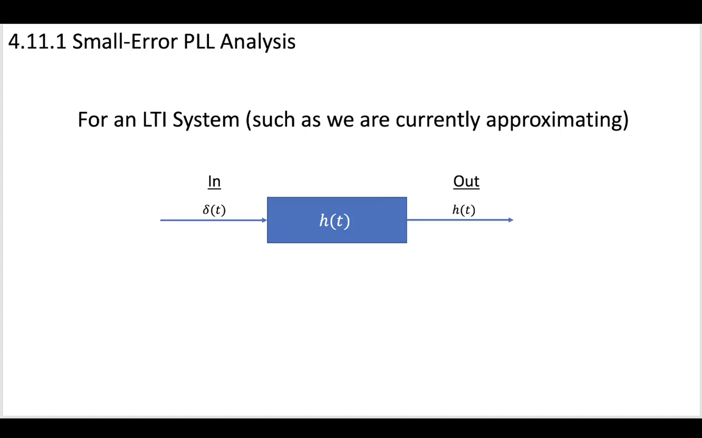So to do that, let's continue thinking about the fact that we have something that we're approximating as an LTI system. We're approximating it by using this small angle approximation, right? So this is an approximation for small angles, less than maybe 30 degrees or so. And for an LTI system like that, you put an impulse in, and the output will be the transfer function of the system.